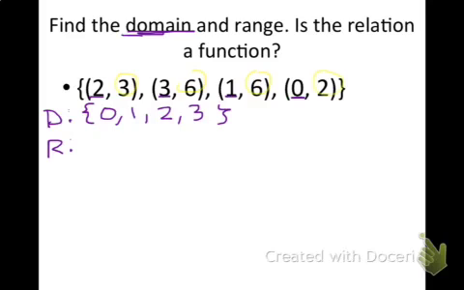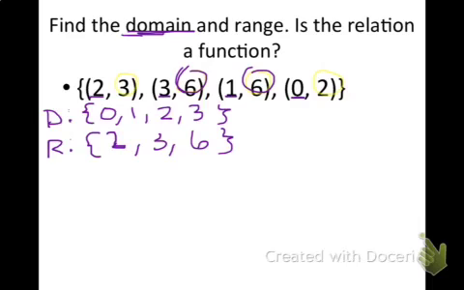in each one. So my range would be 2, 3, and 6. Now, I know I have 4 coordinates, but I only have 3 in my range, and that's because I don't have to repeat, okay? Yes, 6 was mentioned twice, but I only have to mention it once, okay? So you don't want to repeat.